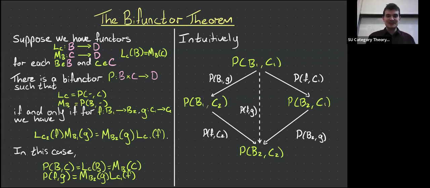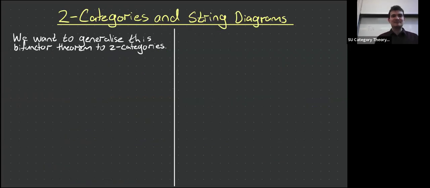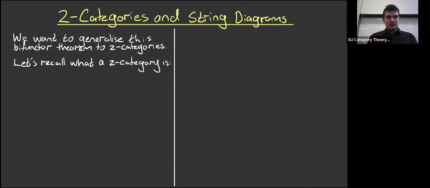And I think the results are more interesting than they maybe at first appear they'll be. So, okay, so we want to now take this up a dimension in some sense. So we want to get a version of this for two categories. And so let's make sure we're on the same page about two categories. So let's recall what a two category is.